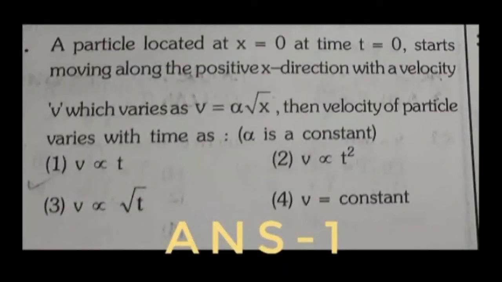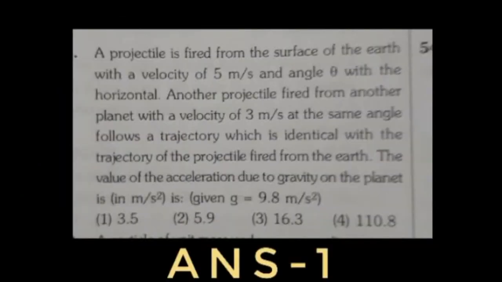Next question, a particle located at x is equal to 0 at time t is equal to 0 starts moving along the positive x direction with a velocity v which varies as v is equal to a root x. Then velocity of particle varies with time. Options and answer are also given. Please note down this question.